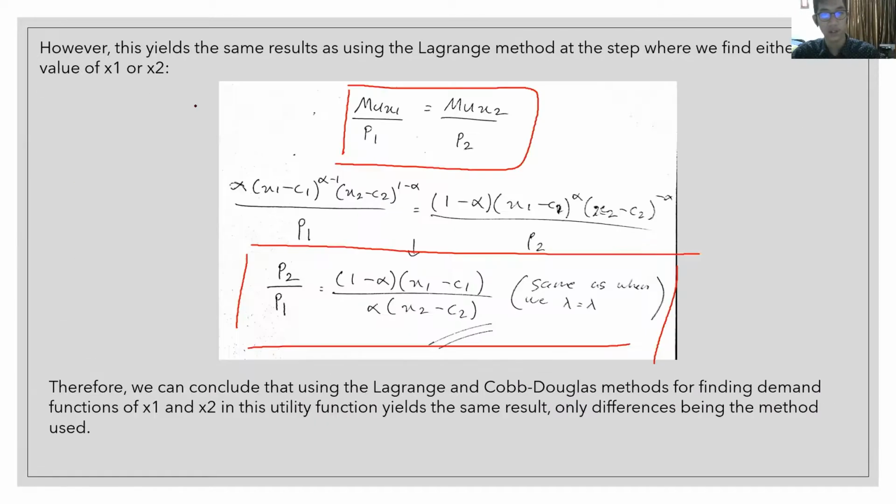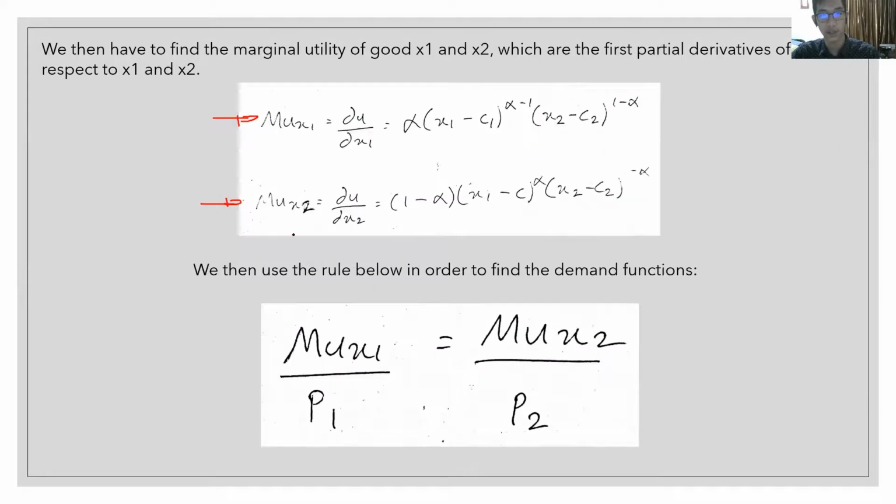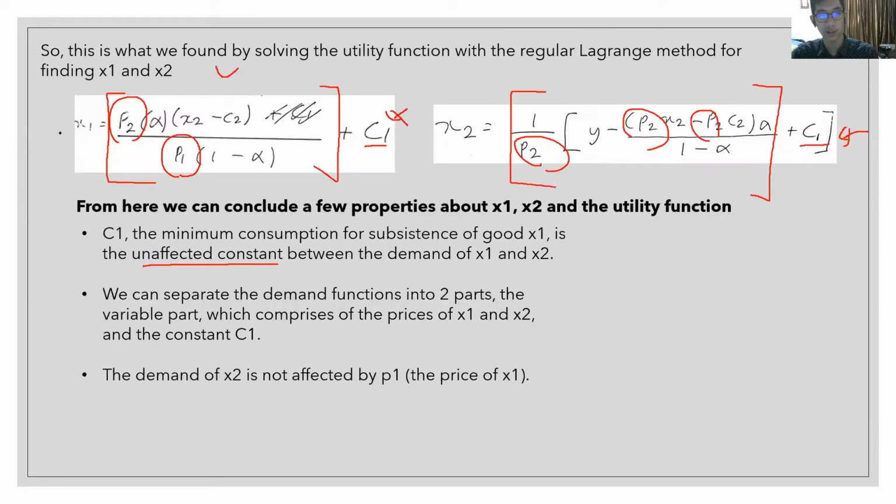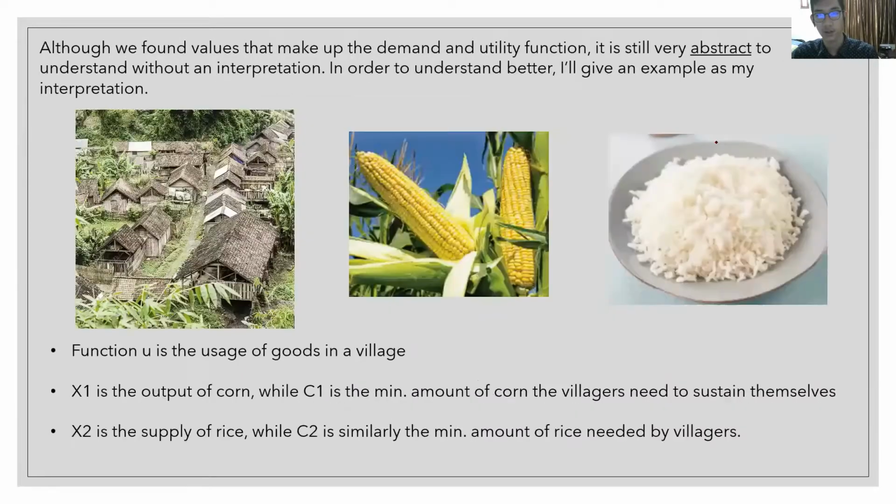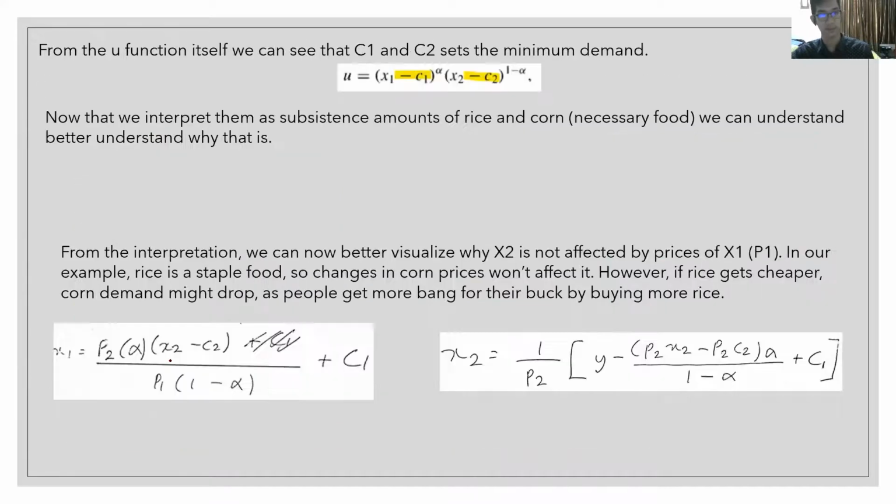Now we are still left with these very ambiguous demand functions right here. So in order to interpret it better, I can use this example where function U is actually the usage of goods in a village, X1 is the output of corn, while C1 is the minimum amount of corn villagers need to sustain themselves, and X2 is the supply of rice, while C2 is similarly the amount of rice needed by the villagers to sustain themselves.